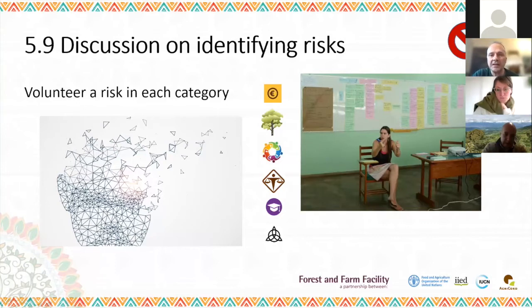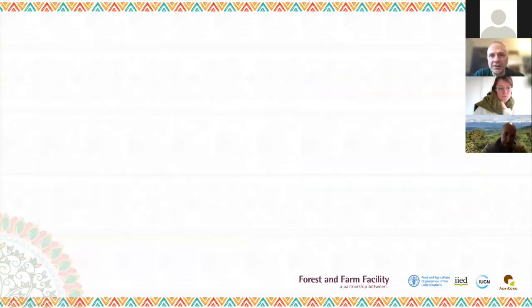So let me stop there, and I'll stop sharing the screen, but are there any questions or comments on identifying risks and setting business objectives? There was one question from Hosea in the chat. He's asking whether in cooperatives and associations, can both management and the board do business risk assessment together?